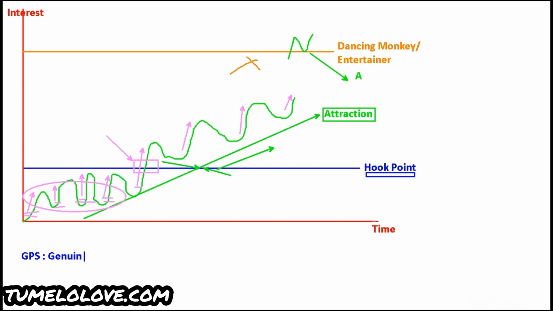GPS, which is genuine, playful, and sexual. A big important part of where the hook point is right now is based on the girl's vibe. And the girl can be in any one of these three vibes. She can be in a genuine vibe, a playful vibe, or a sexual vibe. And based on the vibe that she's in will determine the level of her hook point in the interaction.